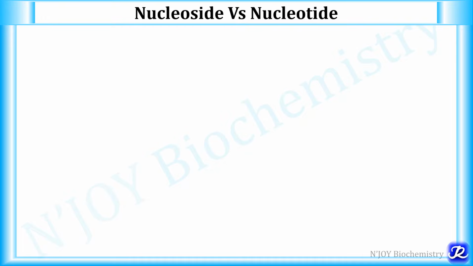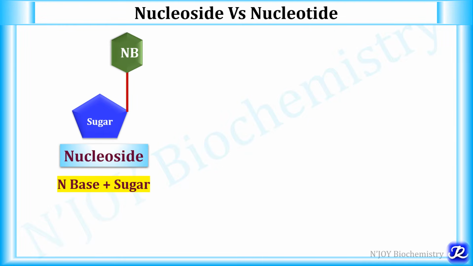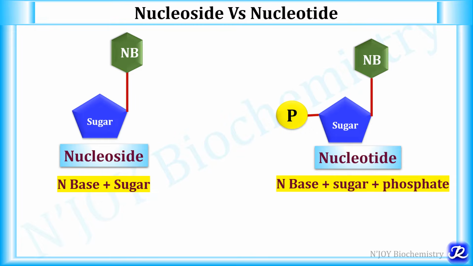Let's first see the difference between nucleoside and nucleotides. When the nitrogenous base is linked to the sugar molecule, it becomes nucleoside. And when this nucleoside is linked to the phosphate, it becomes nucleotide. So nucleotide has nitrogenous base, sugar and phosphate. And the pentose sugar is D-ribose in ribonucleotides of RNA, while in deoxyribonucleotides of DNA, the sugar is deoxyribose.